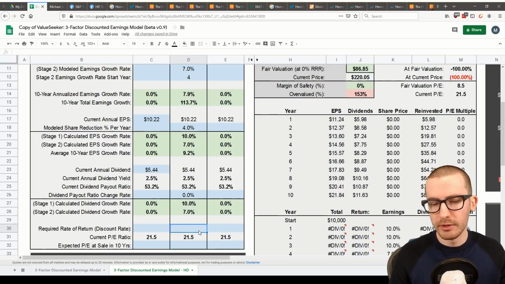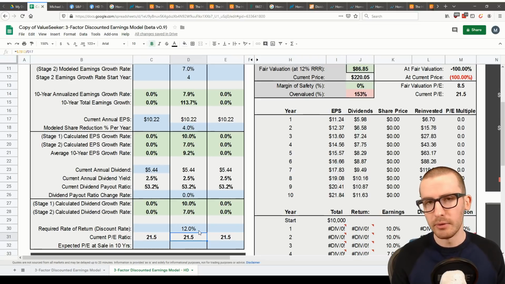Again, the required rate of return or discount rate is the rate that you're targeting as an annual rate of return for your investment in a stock. In this case, I'll be starting out with 12% because this is generally the target that I use for many of the stocks that I look at for my own individual portfolio, at least when building an initial position.